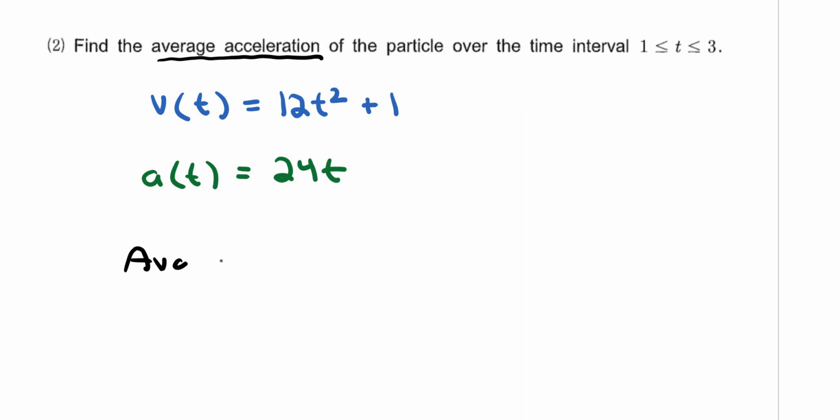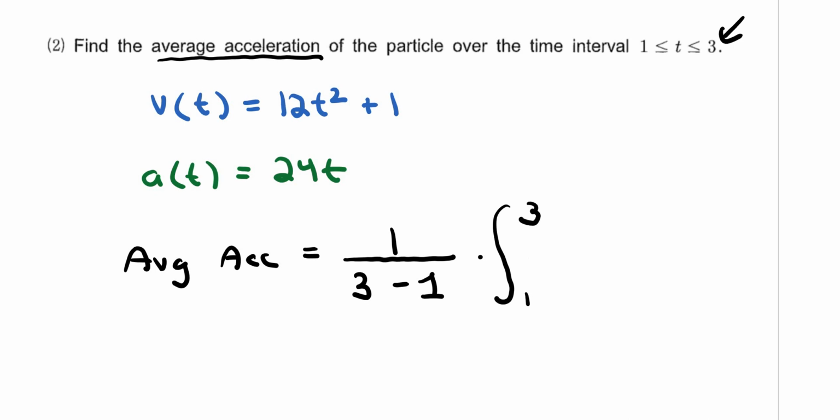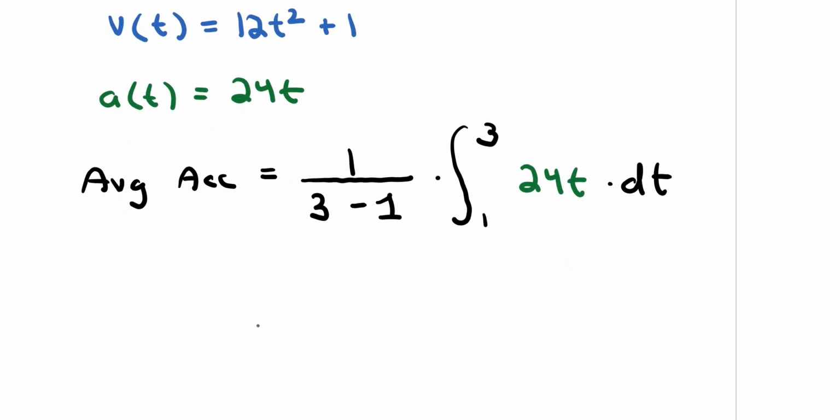So the average acceleration equals 1 over b minus a. Our b value is 3 again, and our a value is 1. I integrate this from 1 to 3, and now I use my acceleration function, which is 24t. I'm taking the antiderivative with respect to time here, and if we do this, we get 48 as a final answer.